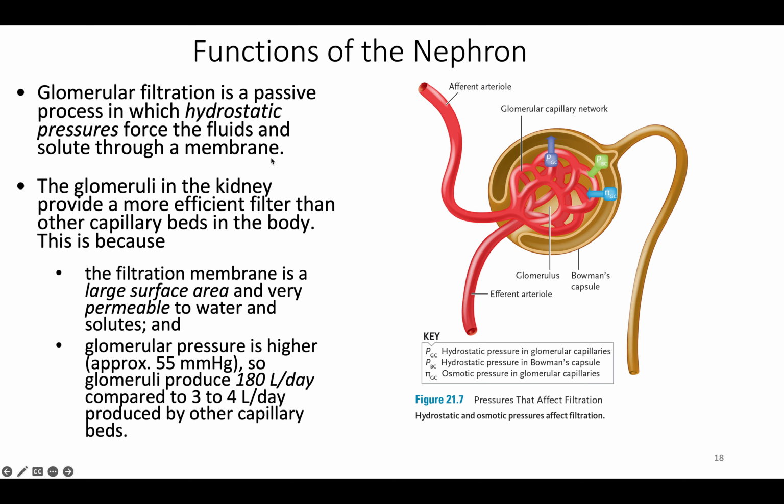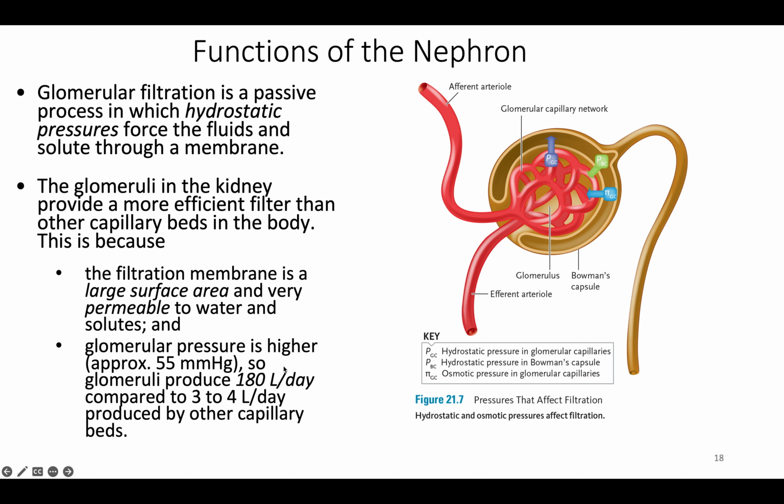It also means we have a very large surface area because of all of these different pedicels, right? It's going through a lot of different surface area here, so it's going to be very permeable to water and solutes. And because the glomerular pressure out is typically higher than the pressure in, the glomeruli are going to produce about 180 liters a day of liquid, whereas other capillary beds are only going to produce 3 to 4 liters a day.